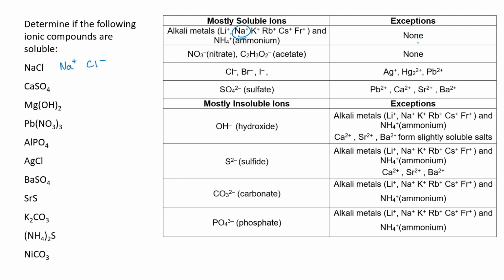But specifically for sodium chloride, we could also look at the anion. So maybe you saw the anion first, right here. Again, chlorides are mostly soluble salts, and we want to make sure that we don't see sodium in our exceptions. So sodium is not part of our exceptions. So this is a soluble salt.